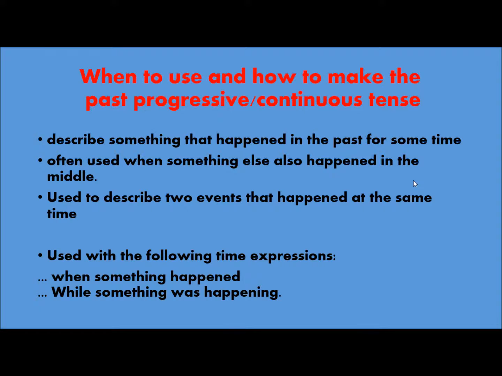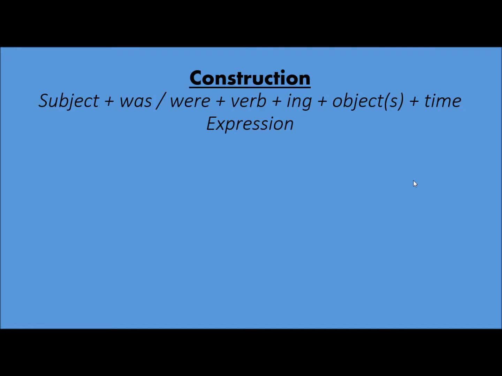We use it to describe something that happened in the past for some time. Often it's used when something else also happened in the middle of it. It's used to describe two events that happened at the same time in the past. It's also used with the following time expressions: when something happened, while something was happening.